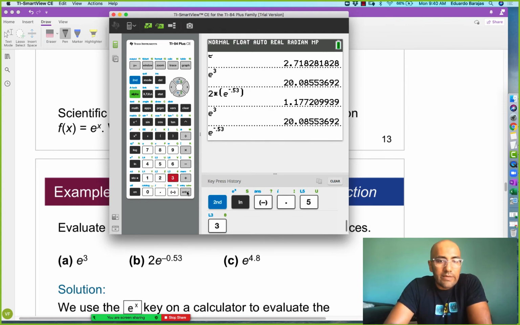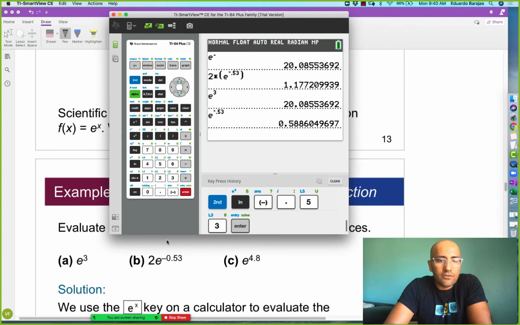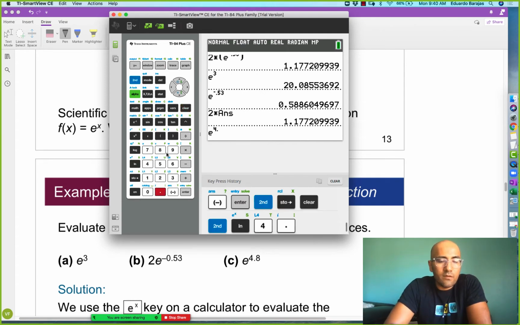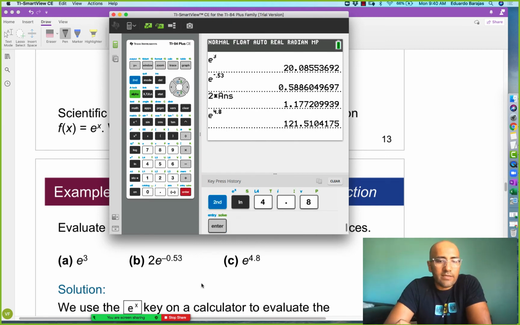-0.53. Right, we get an answer, and then we want to multiply that answer times 2 to finish out our thing. So we can hit 2 times, and now you can manually type in 0.5886. You can do that. Or we can use this button here that says answer, and that'll be the previous answer recorded on your calculator. So hit second, answer, and then it'll automatically be 2 times this result there. So we get that. Good. And finally we had second, oops, we had e to the 4.8. Any questions on how to use your calculator to approximate these values?